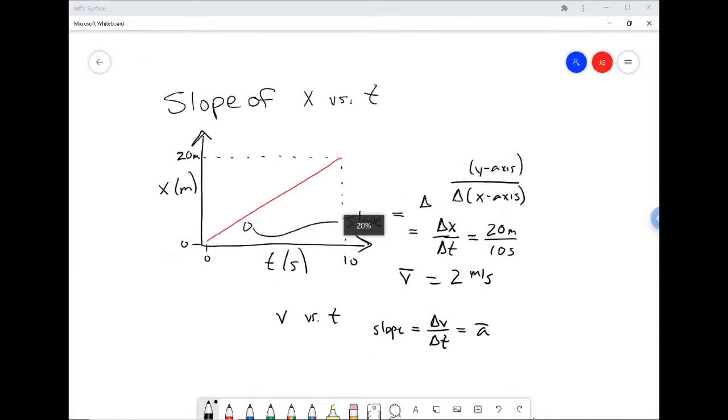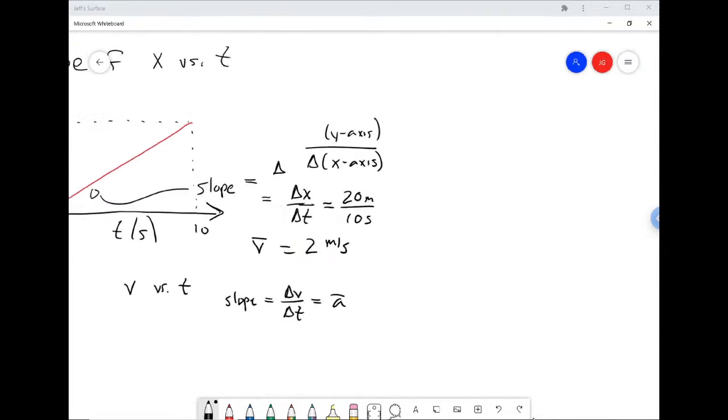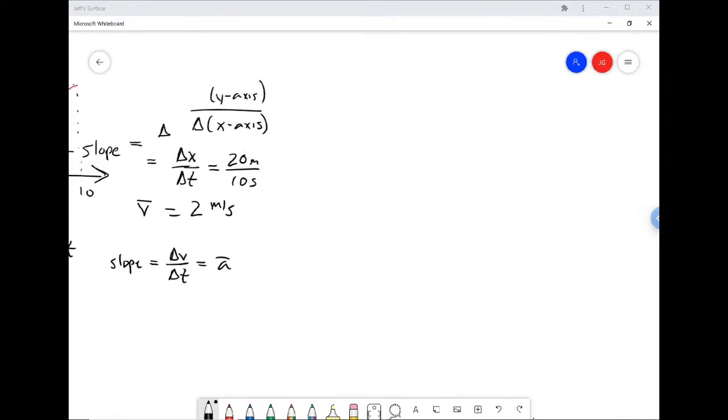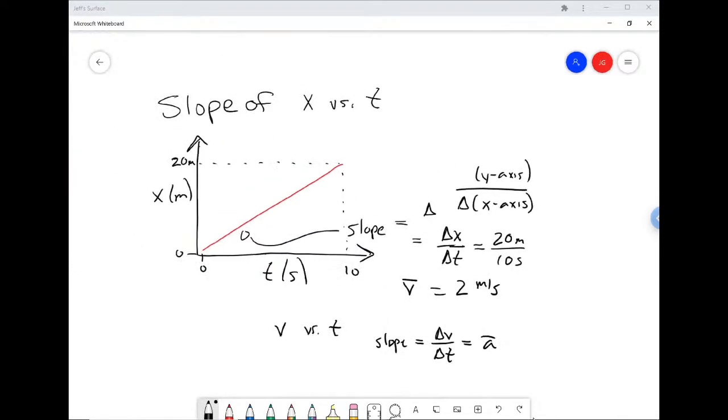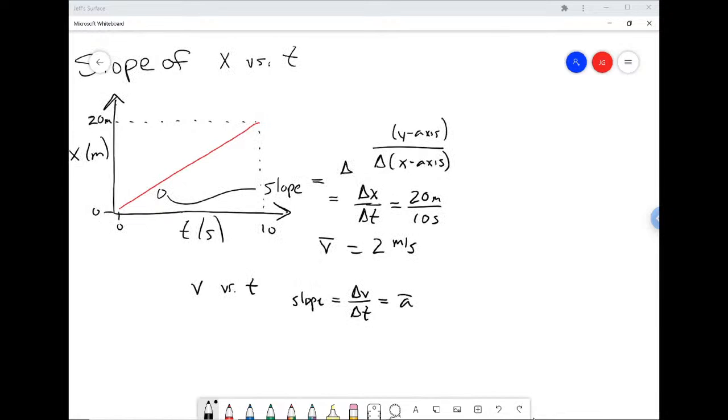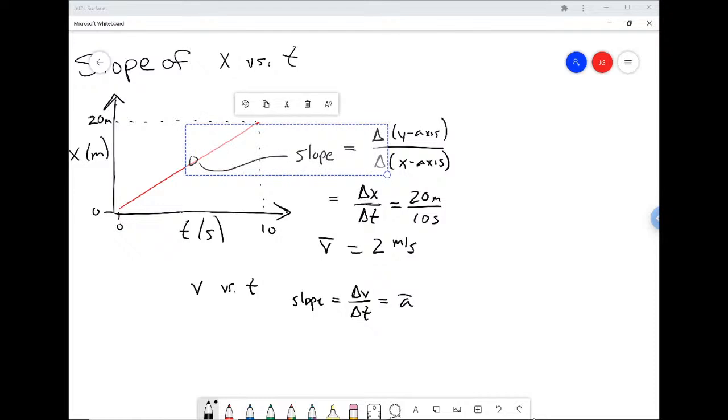Oh, I can't make it any smaller. Okay, so where does this take us? Well, that's interesting. The slope thing moved. Wow, look at that. I can move things around. Didn't know that. Okay.